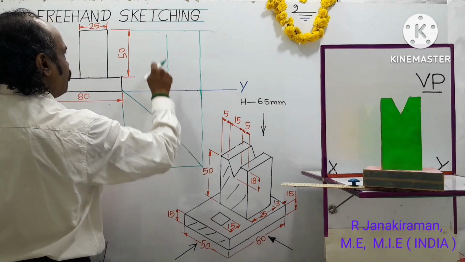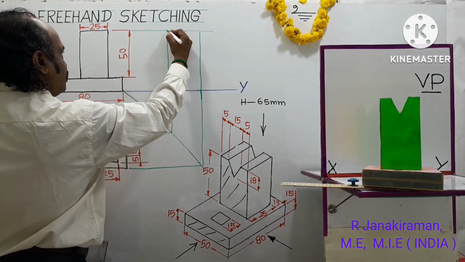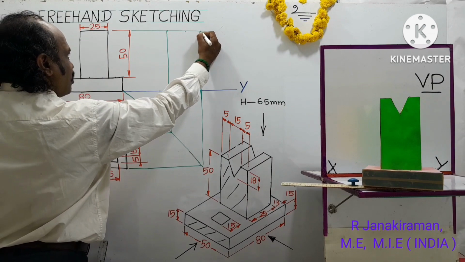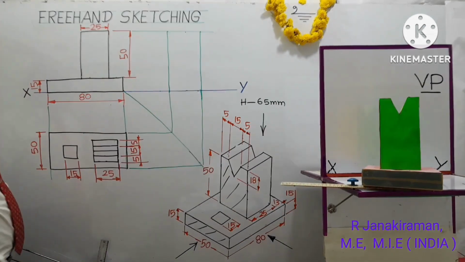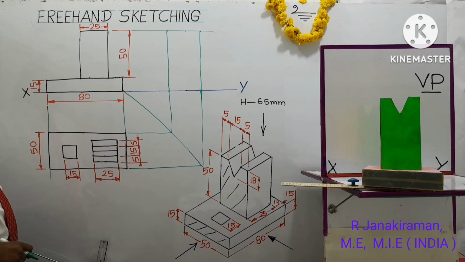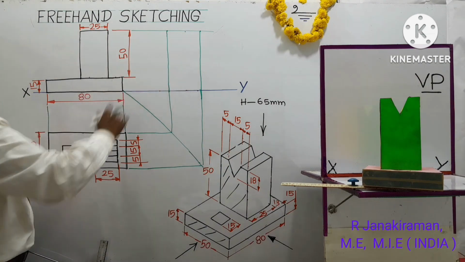So this forms a boundary, and the boundary corners are marked or identified. Inside this boundary only the side view comes. That's called the left side view, so it is drawn on the right side of the front view.